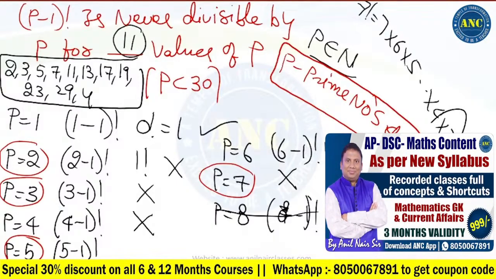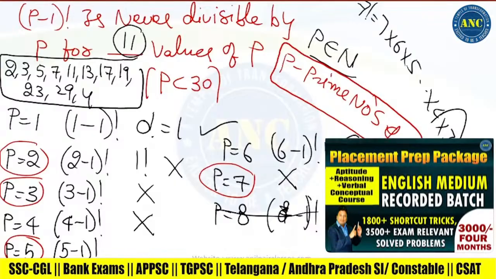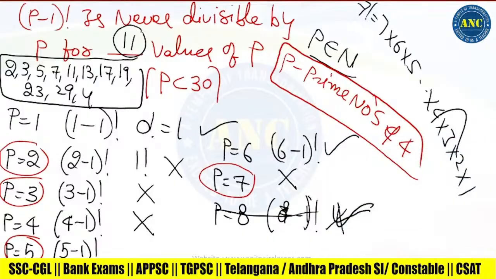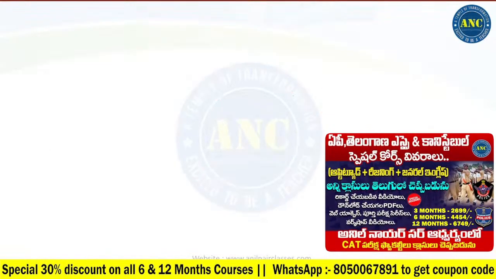For how many values of P is (P minus 1) factorial never divisible by P? All the prime values of P and P equal to 4. I hope the idea is clear.